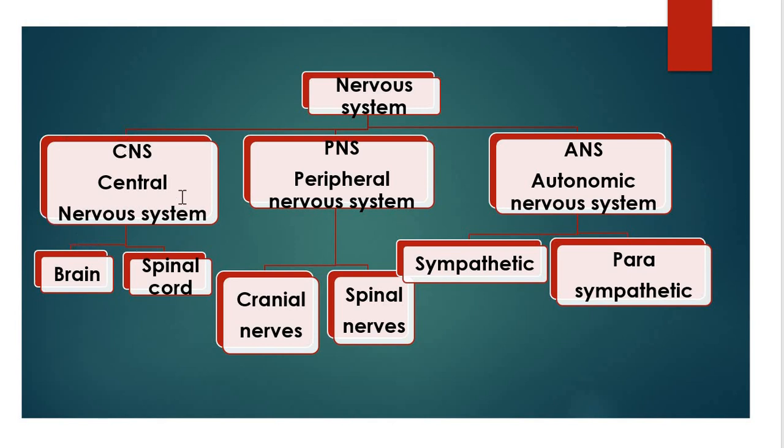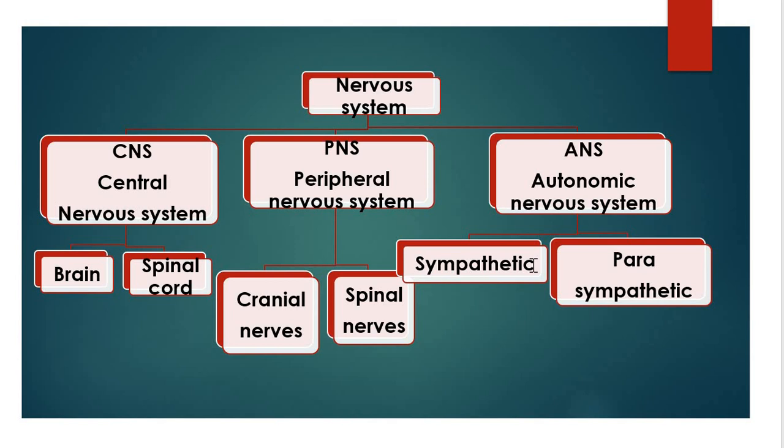Now the central nervous system is divided into two regions, brain and spinal cord. Brain is the central head part and spinal cord is a cord attached with the brain. The peripheral nervous system is divided into two regions. One is cranial nerves which arise from the brain and the other is spinal nerves which arise from the spinal cord. The autonomic nervous system consists of two parts, sympathetic and parasympathetic.